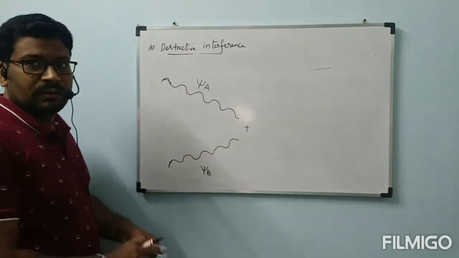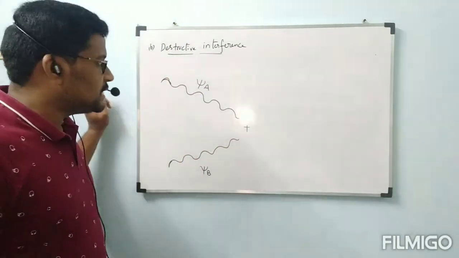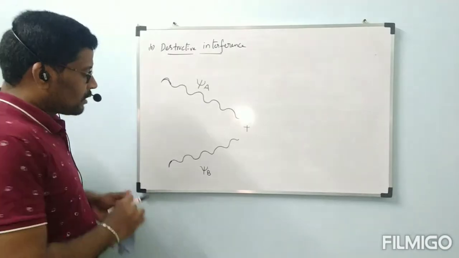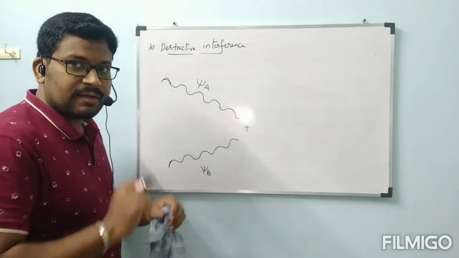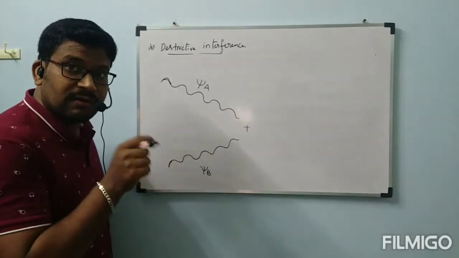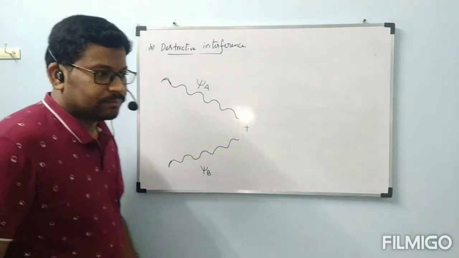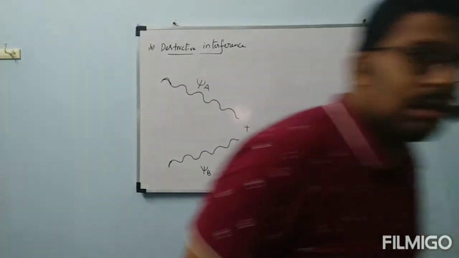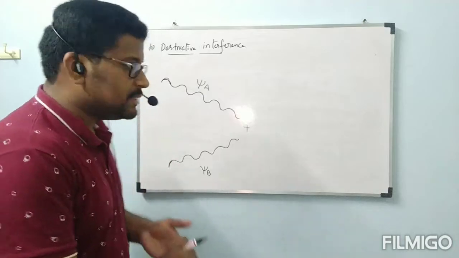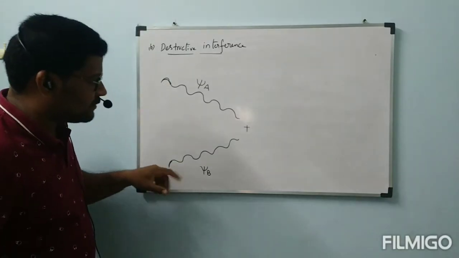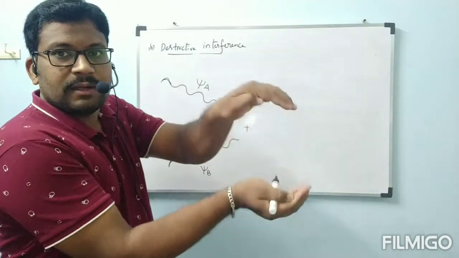Destructive interference. Okay, how will this destructive interference be explained? Now let us see that one. These two waves, psi A and psi B, are going to interfere in a way that the crest of one wave is going to be overlapped with the trough of another wave. That means this crest and this trough. See, this is the crest and this is the trough of another wave. Both are going to be overlapped.